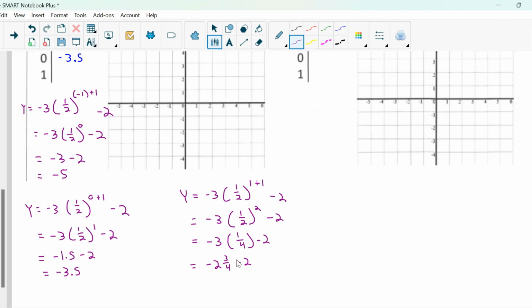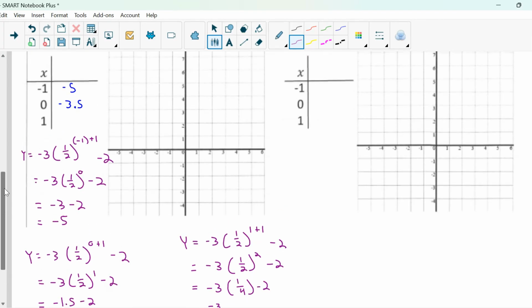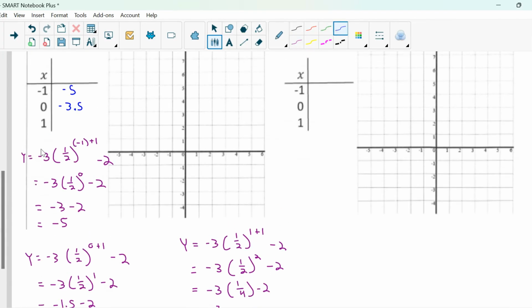Wait, I feel like I've made a mistake here. Yeah, totally. I added these two. So I'd multiply my -3 by 1/4. So -3 over 4 minus 2, which is just -2 3/4. Or if we wanted to stay with decimals, -2.75.